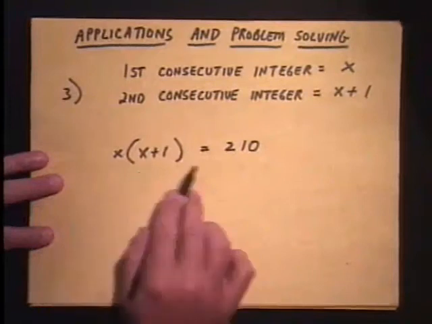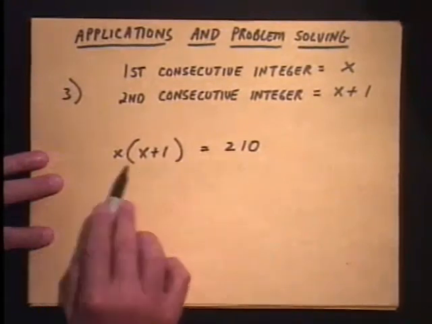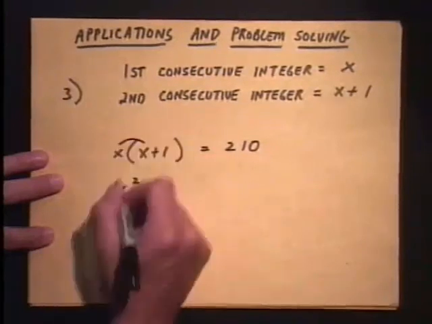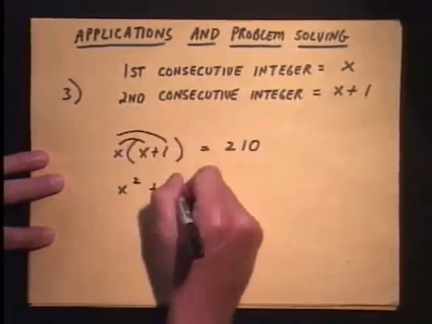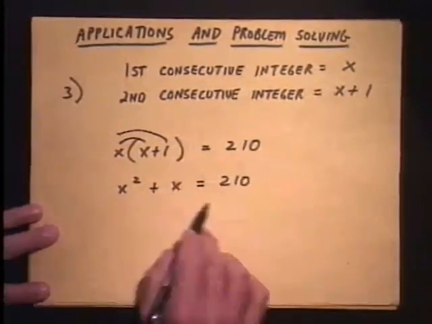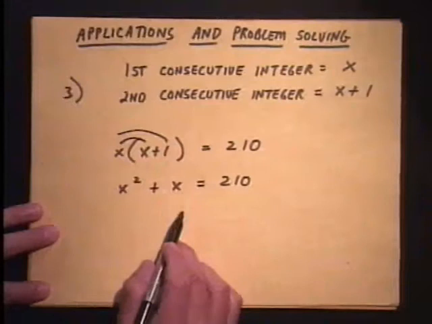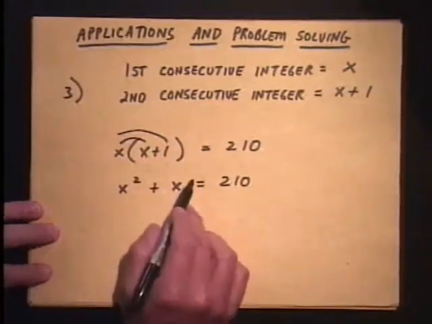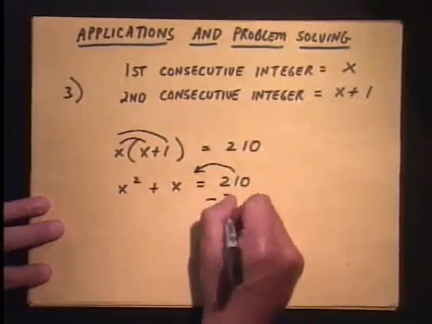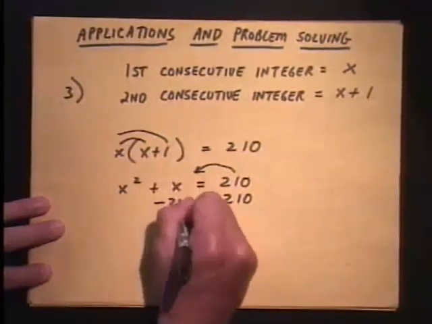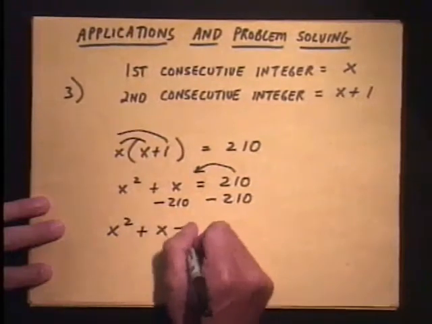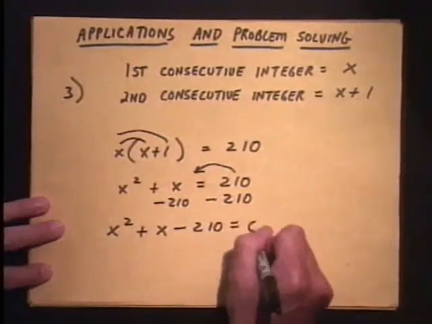Again, we have to distribute the x through the parentheses, which will give us x times x is x squared. x times 1 is plus 1x, or just x, equals 210. So we can solve now for x by doing what? Remember, yes, getting everything equal to 0. We bring the 210 over by subtracting it from both sides, and we end up with the equation x squared plus x minus 210 equals 0.